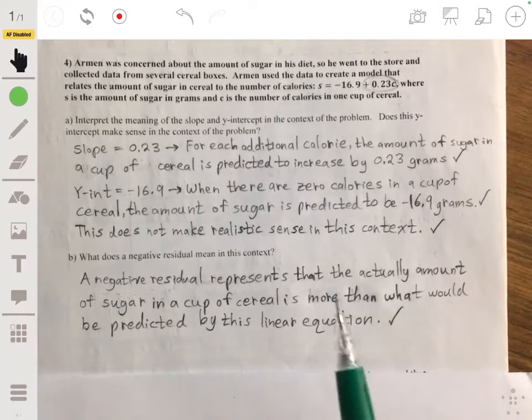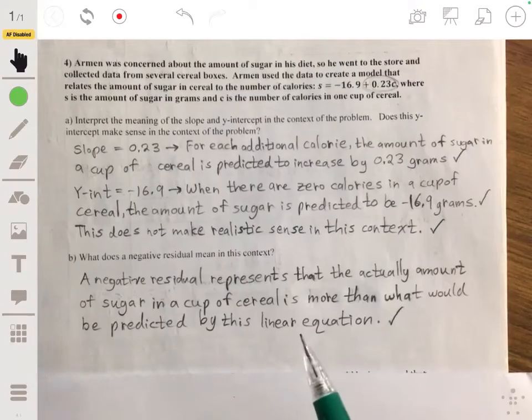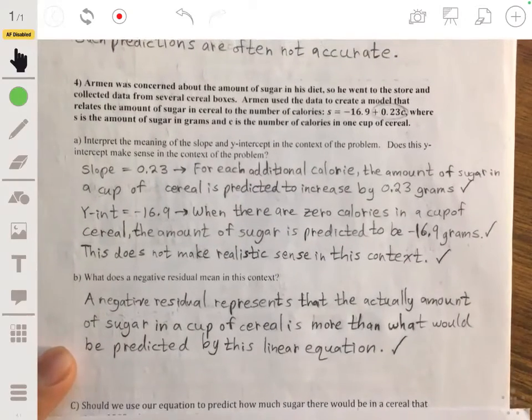Again, there's a couple of ways of writing your answer. You can write that the actual amount is more, or that your guess is less. It's the same thing, but just make sure you write it correctly.